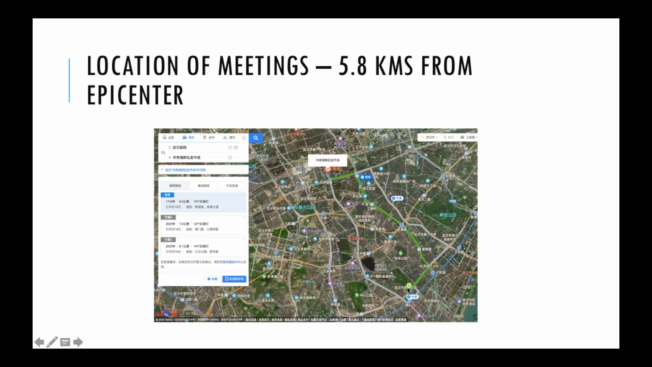The location where they were meeting, called the Wuhan Theater, is a few kilometers, about 6 kilometers, away from the Huanan seafood market, where this crisis was supposed to originate. Again, I'm not an expert to say where exactly, but this is well reported, which suggests they were in a relatively close area.